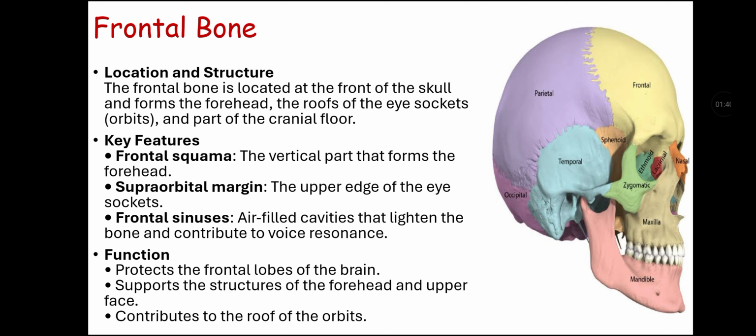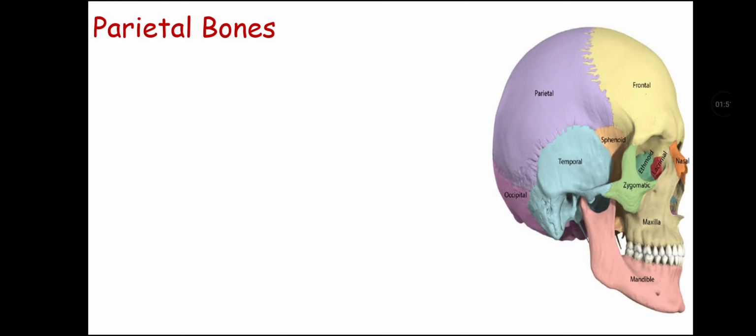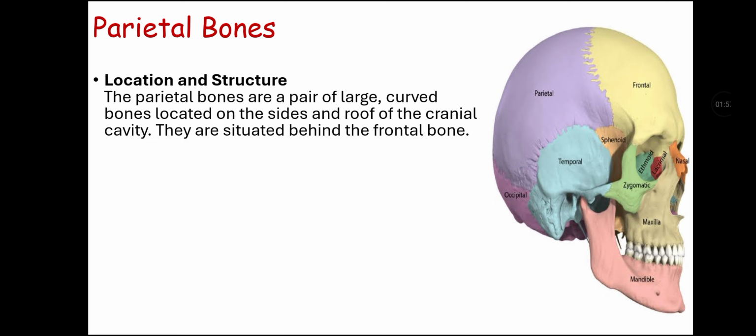Now let's talk about functions of frontal bone. First, it protects the frontal lobes of brain. Second, it supports the structures of forehead and upper face. Third, it contributes to the roof of orbits. Next bone is parietal bone, as you can see here in diagram. The purple color bone just behind the frontal bone is the parietal bone.